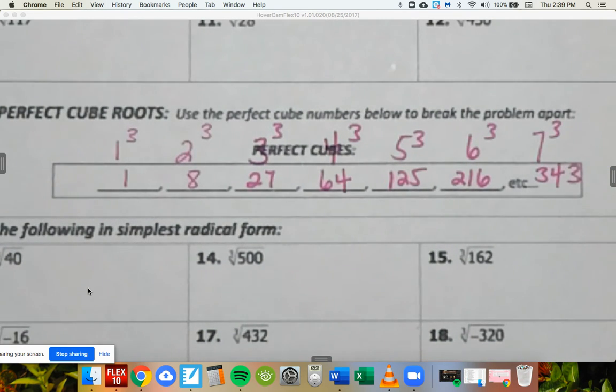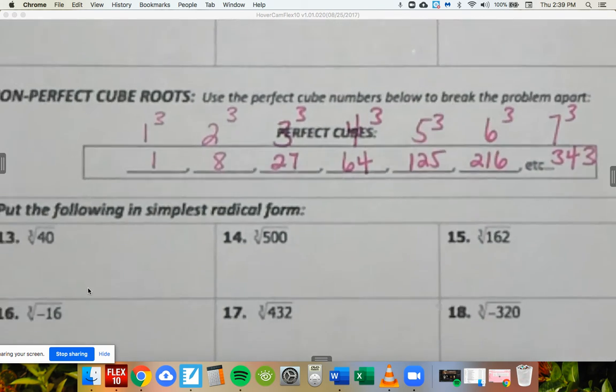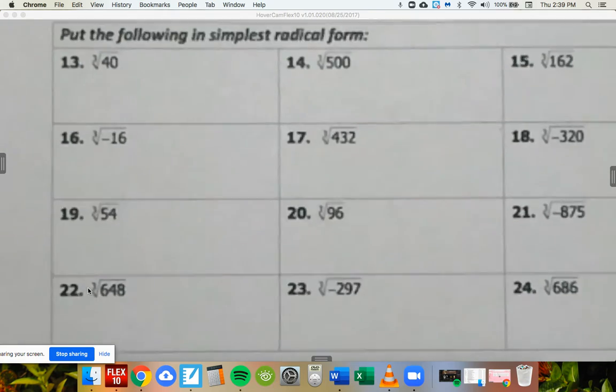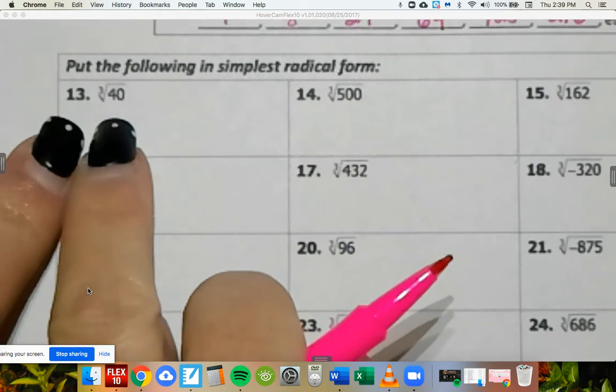They may come in handy as we try some of these cube roots. And again, these are not going to be nice little easy ones. Your calculator isn't going to help you here. You're going to have to do this the long way. Let's start with this one right here. Let's find the cube root of 40.